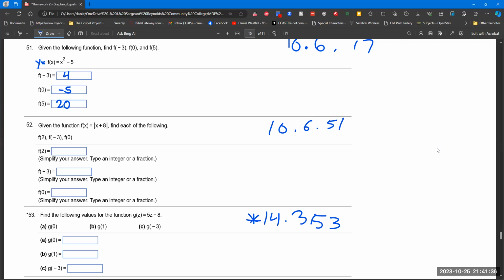You can go ahead and use the table feature on your calculator to evaluate these functions if you would like to check your work. For the next function, we're going to be sticking in 2 for x, then -3 for x, and 0 for x. 2 plus 8 is 10. The absolute value of 10 is 10. -3 plus 8 is 5. The absolute value of 5 is 5. 0 plus 8 is 8. The absolute value of 8 is 8.